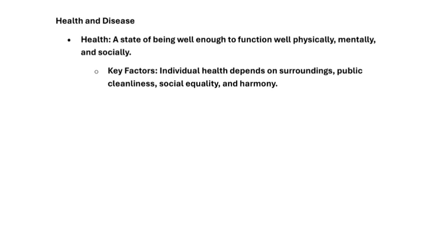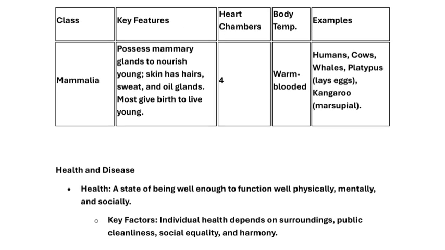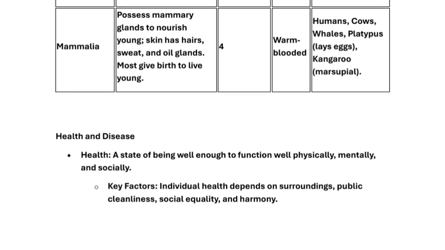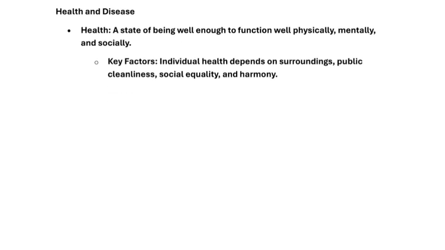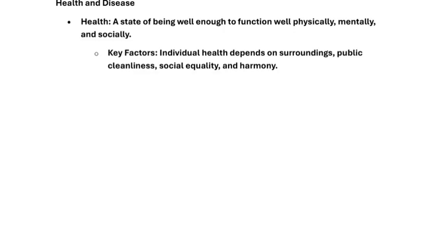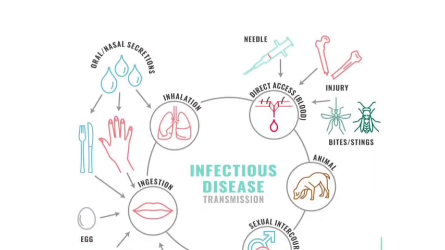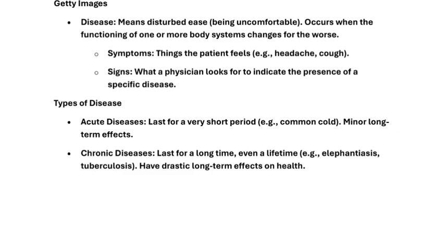Health and disease. Health is a state of being well enough to function well physically, mentally, and socially. Key factors: individual health depends on surroundings, public cleanliness, social equality, and harmony. Disease means disturbed ease, being uncomfortable. It occurs when the functioning of one or more body systems changes for the worse.